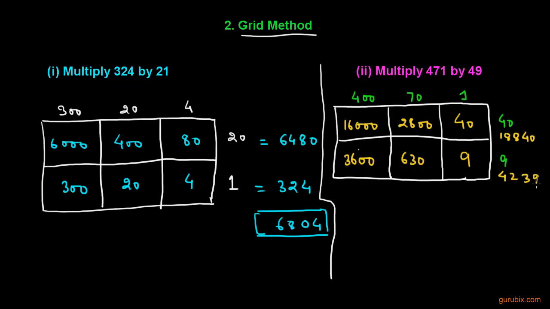4239. And we add these numbers, this number and this, then we have here 9, here 7, 0, 3 and 2. This is 23,079. So this is the solution of the multiplication of 471 by 49. So this method is called grid method.